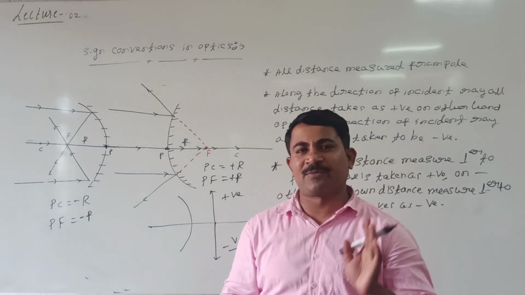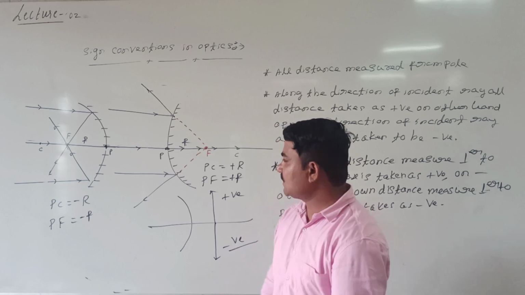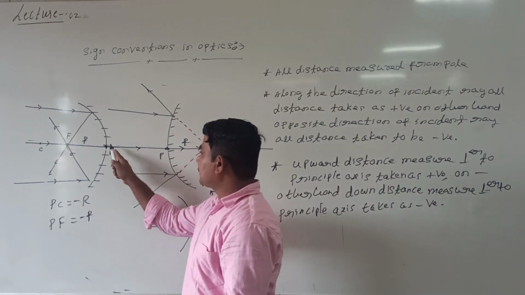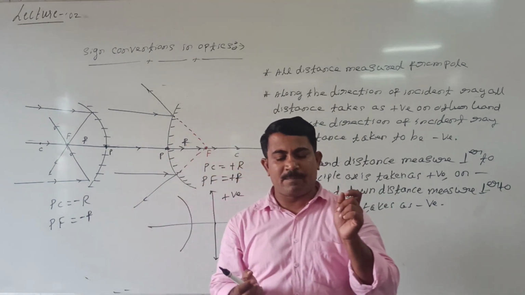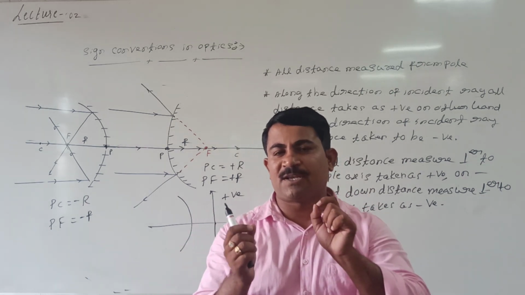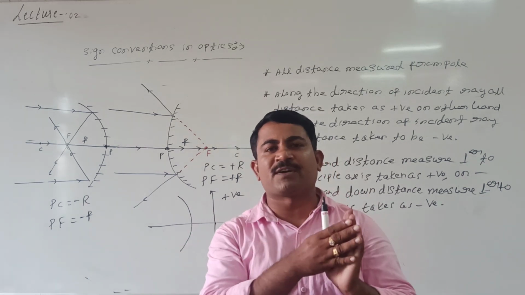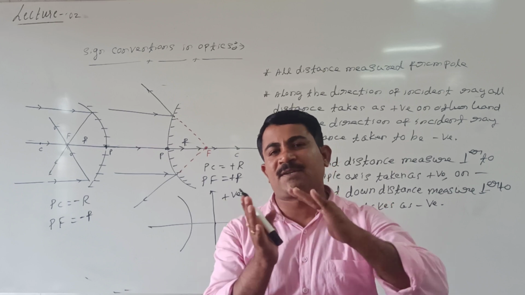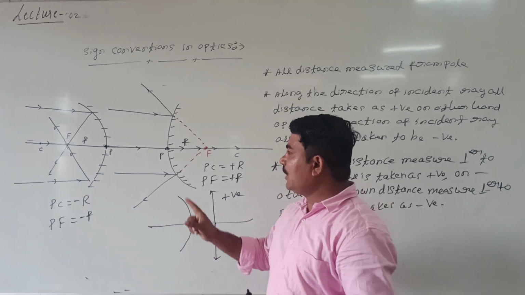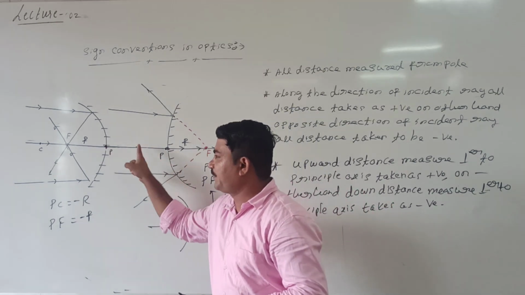Very simple. There are three sign conventions. What is the first one? All distances must be measured from the pole. Whether you measure object distance, image distance, principal focus, radius of curvature, or center of curvature, all distances must be measured from this point.